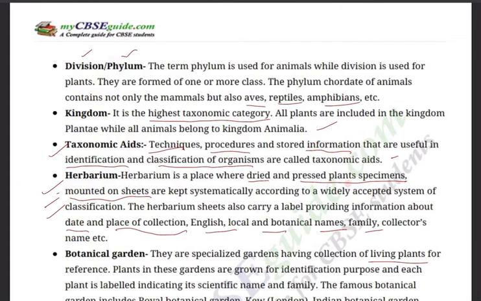And to do all this hierarchy of classification, we require the help of certain structures, certain techniques, certain procedures, and those are called taxonomical aids. They help in the classification. So one of the best taxonomical aids is herbarium, I said. And you can also prepare one in your own home, I said.